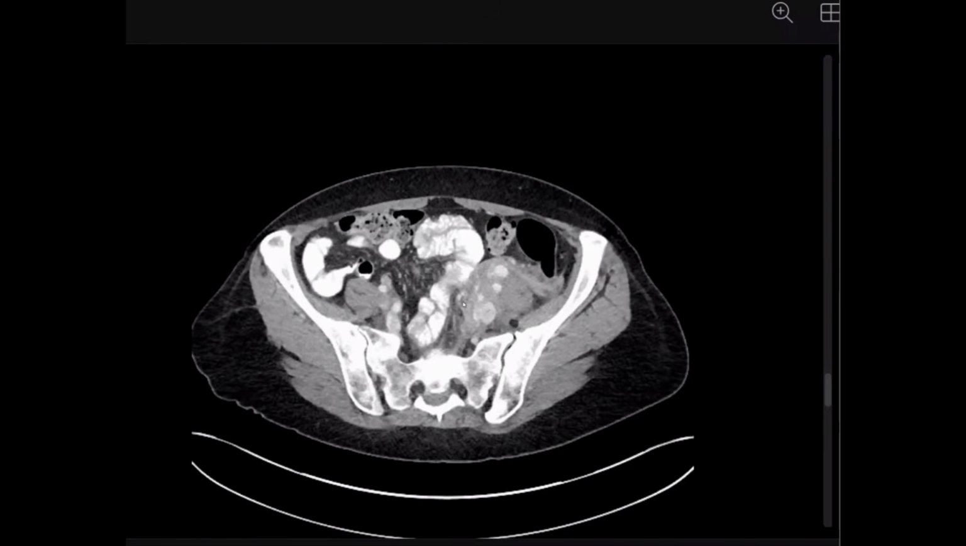By the end of this session, I will give you some tips. What are the names of these planes? What are the spaces of the retroperitoneum? We will focus on this.